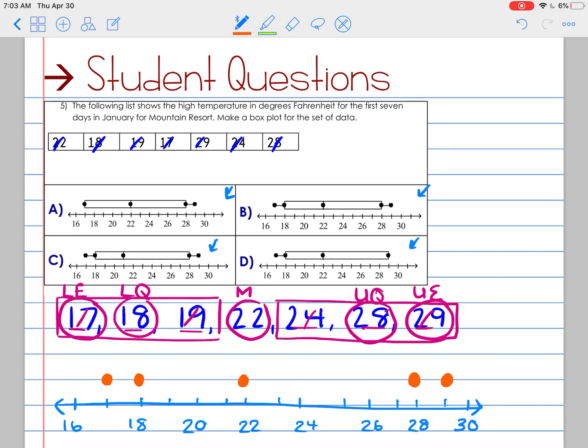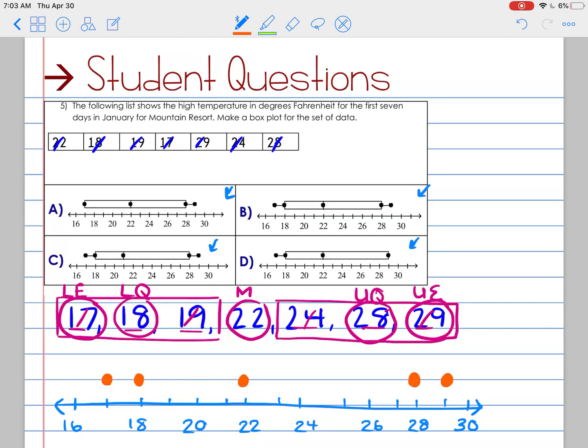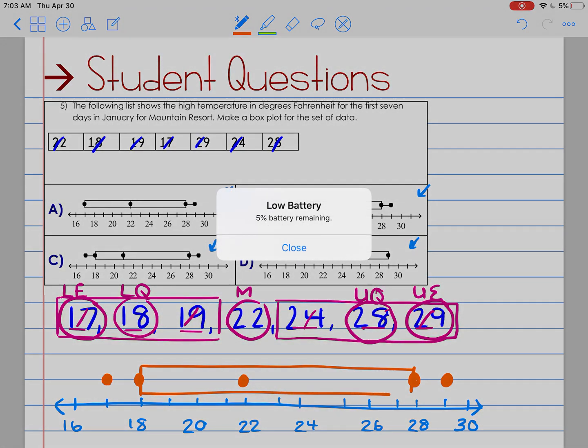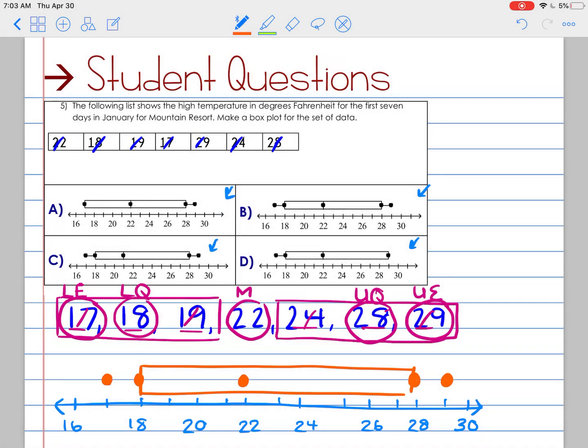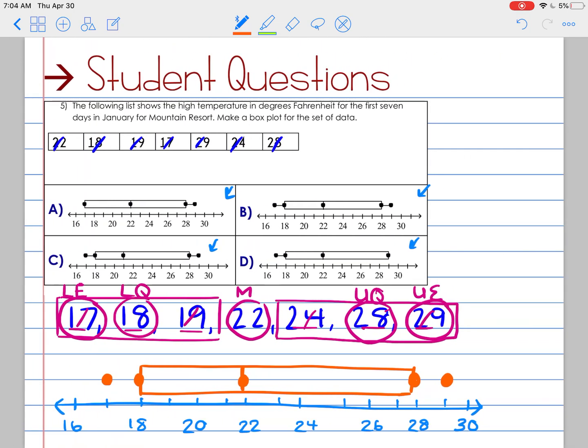Okay. Now it says that we're going to construct our box around the lower quartile, the median, and the upper quartile. So here's my lower quartile. Here's my upper quartile. I'm going to draw my box, and the median obviously falls in the middle. Then I'm going to draw a line at my median to show that it's the middle of the data. And then our last step is just to extend the lines to the upper and lower extremes. So here's my lower extreme, here's my upper extreme, and there's our box plot.